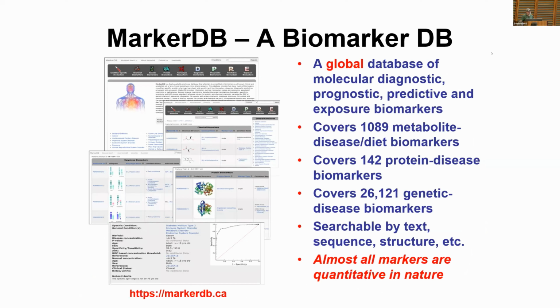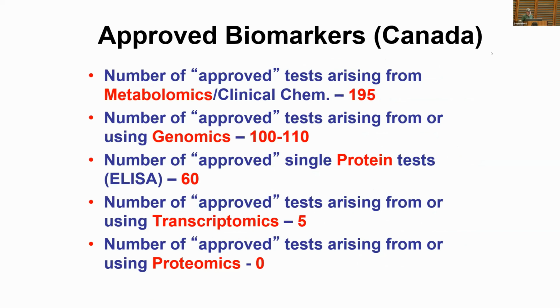We've been able to track almost 1,100 different metabolite biomarkers. A lot of them have very detailed information about their ROC curves and sensitivity and specificity. We're able to identify about 140 protein disease markers. There's a huge number, about 26,000 genetic or DNA markers we've compiled. And almost all of these biomarkers that are in the database are quantitative. Something that we learned, and a message I want to pass on here: quantitation counts when it comes to biomarkers.